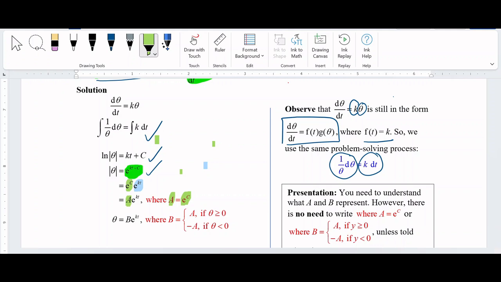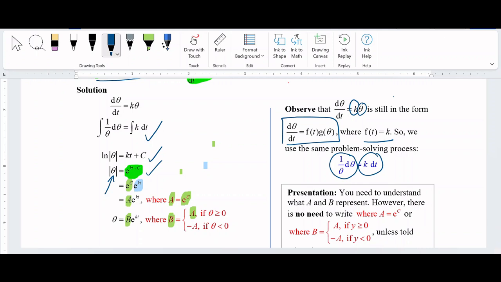Okay, and the next step, I'm going to drop my modulus. And how do I go about dropping my modulus? I'm going to replace my a with another arbitrary constant called b. Okay, and what does this b actually mean? How does it relate to a? So b in this case can take the value a if this thing in the modulus, which is my theta, is more than or equal to 0.